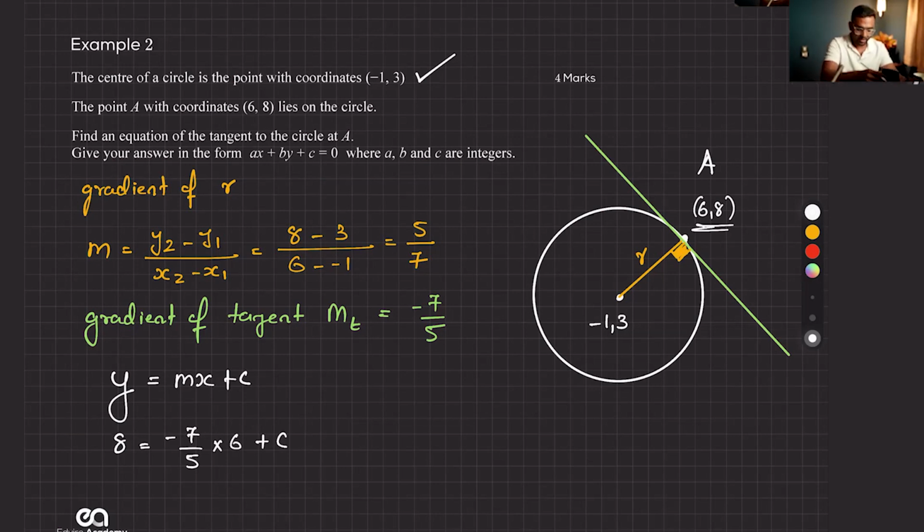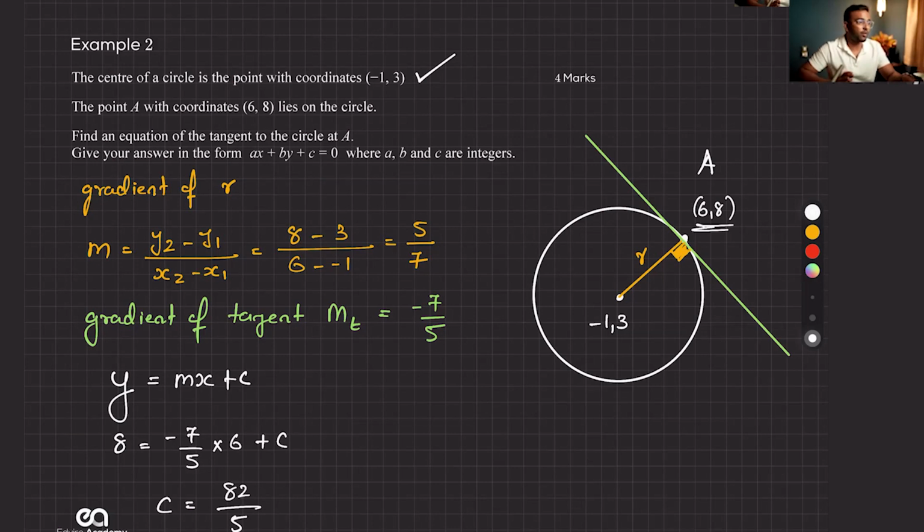Put that in your calculator, work out the value of c, okay? So minus 7 divided by 5 times 6, and that value, you're going to 8. That would become positive minus your answer. I'm getting 82 over 5. Would you all agree with that? The value of c is 82 over 5.